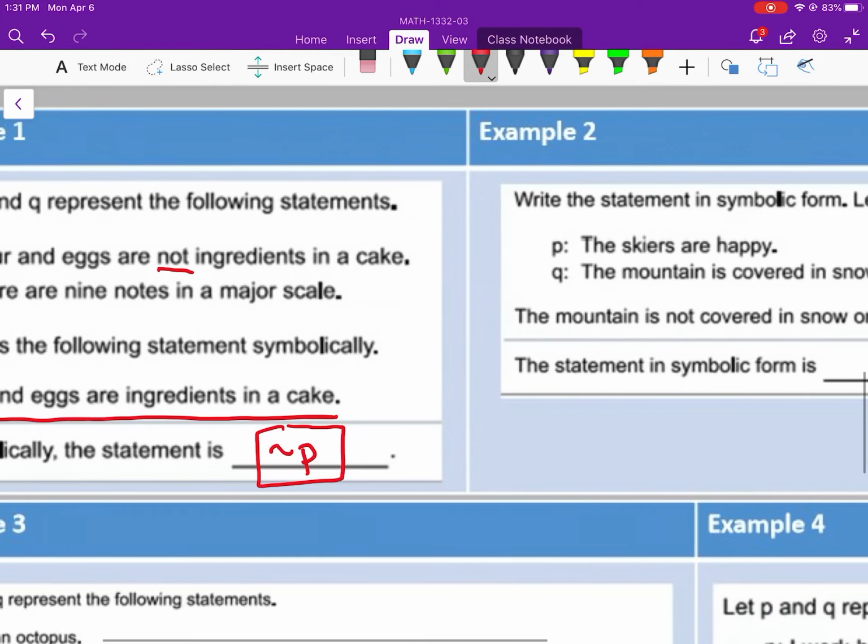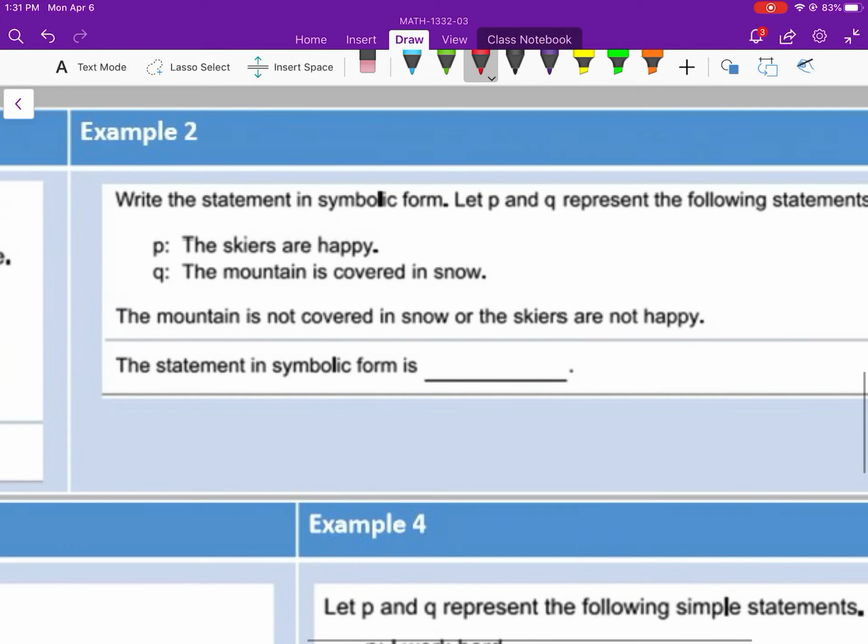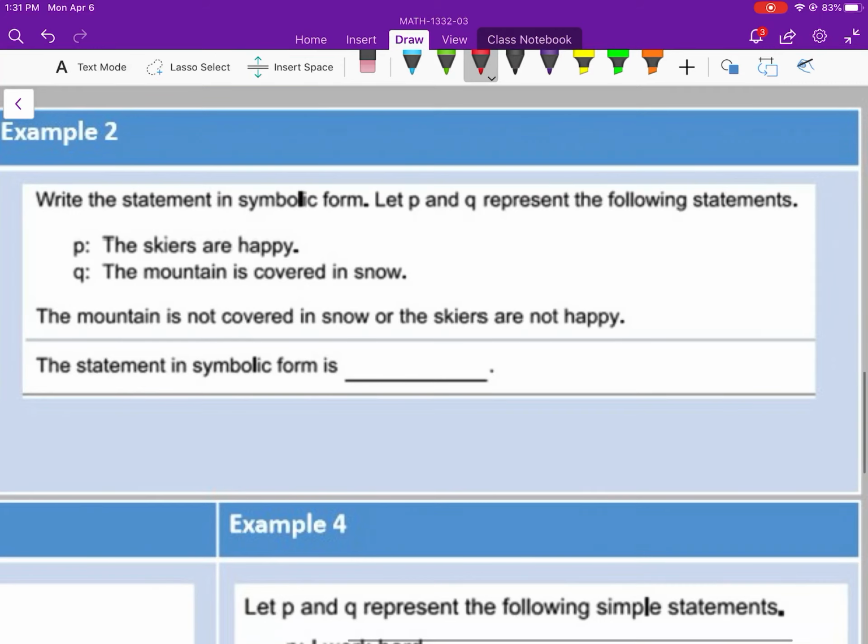All right, example number 2. Write the statement in symbolic form. Let P and Q represent the following statements. Statement P, the skiers are happy. Statement Q, the mountain is covered in snow. All right, so we have this combined statement down here, and this is what we're trying to write.